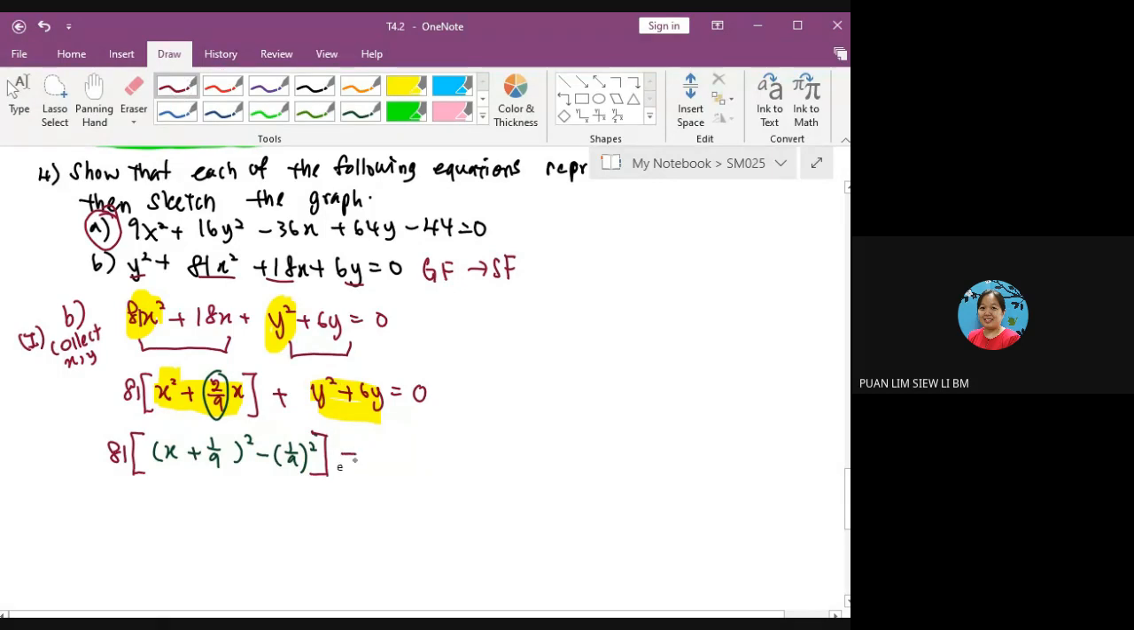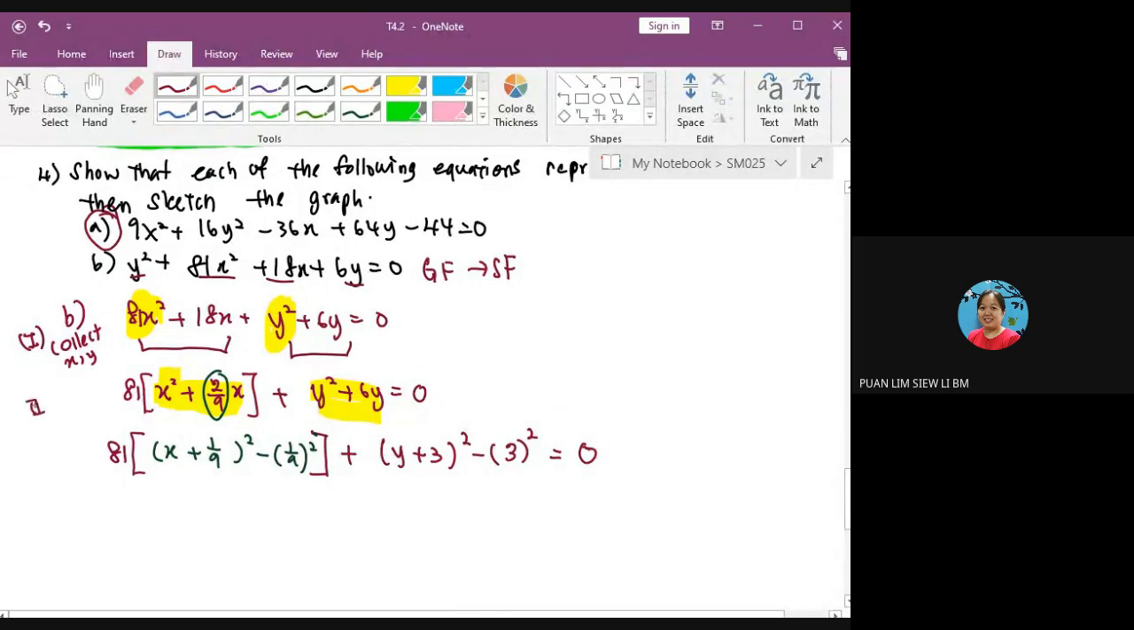Okay, so ulang sekali untuk y. So y square, bahagian b ni 6, 6 bahagi 2 jadi 3, so tolak balik 3 square. 3 square ya, bukan negatif. So sama dengan kosong. Okay, so kita dah habis completing the square.